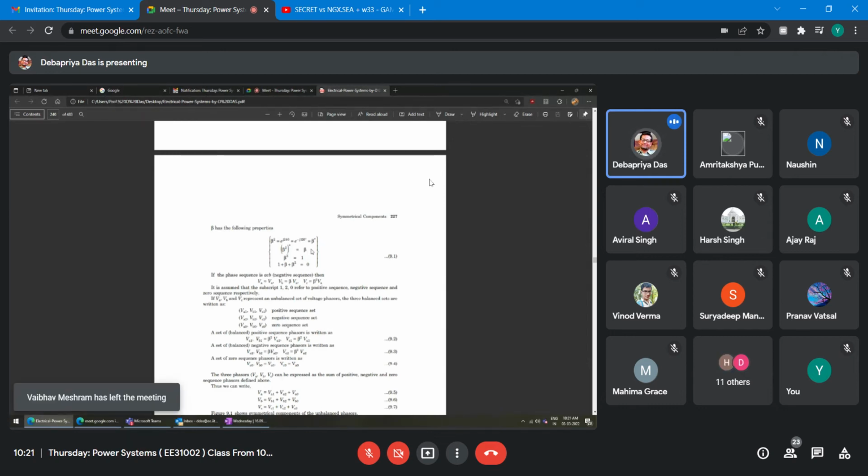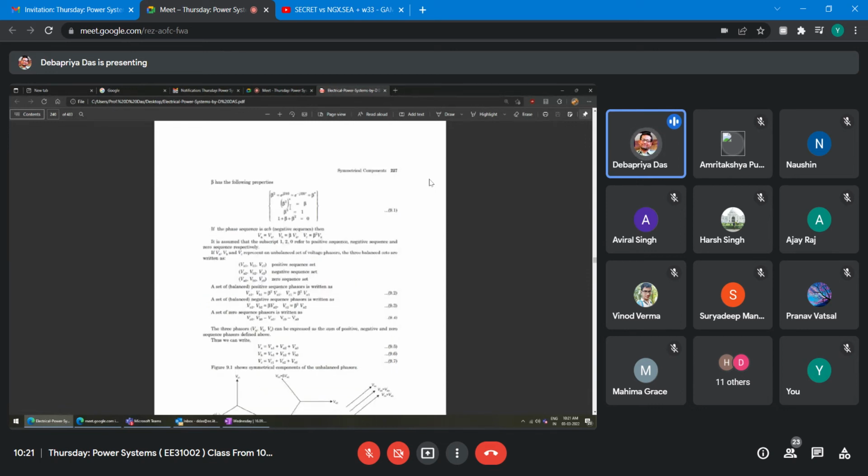Beta cube is 1 because it is e to the power j 360 degree, and 1 plus beta plus beta square will be 0, right? This you know already. So beta square is equal to beta conjugate. And if you take the conjugate of both sides, beta square conjugate is beta, beta cube is 1, and 1 plus beta plus beta square is equal to 0, right?